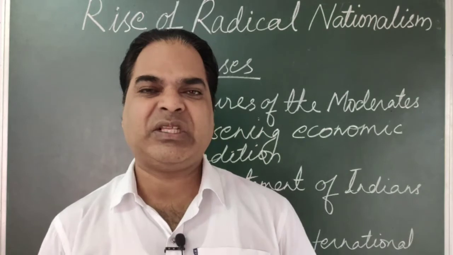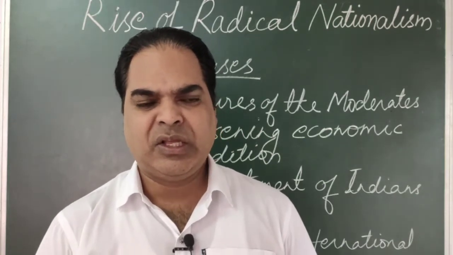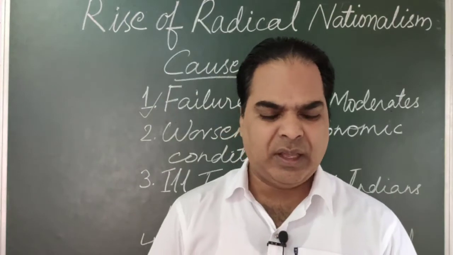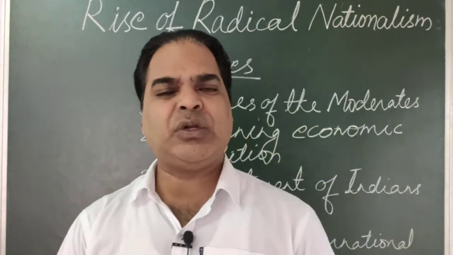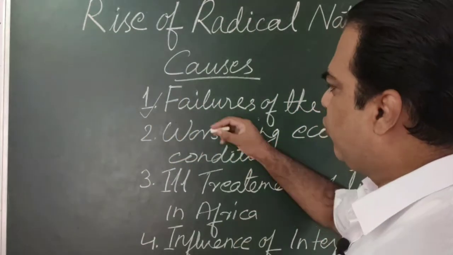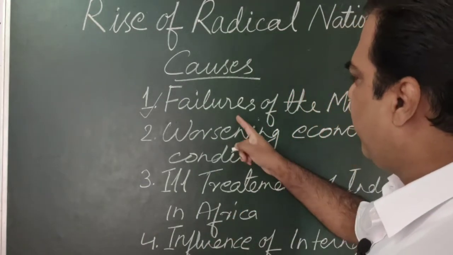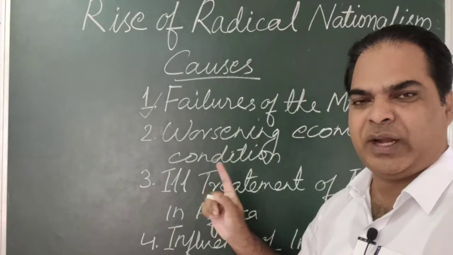So all these things made the radicals feel that the moderates had completely failed. They could not achieve any success during the national movement. Okay, it was the opinion of the radicals. That also prompted them to come forward to lead the national movement and to gain freedom for the country. So failure of the moderates was one of the reasons for the rise of nationalism.